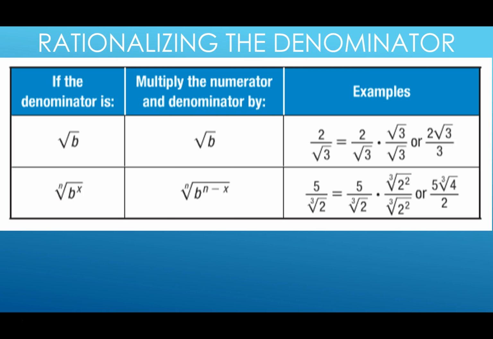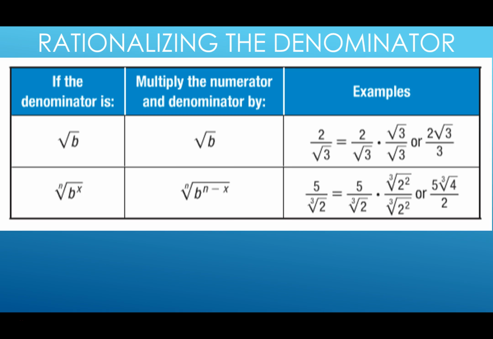And that's great. However, if it's any other root, if it's a cube, fourth, fifth root, or so on, multiplying just by the radical is not enough to make it perfect. Example right here, if we have the cube root of 2, if I only multiply by the cube root of 2, I would get the cube root of 4. And that's not a perfect cube.